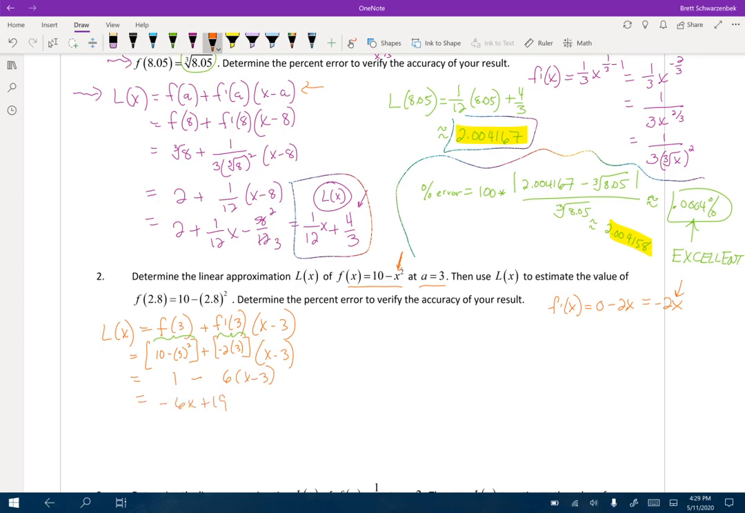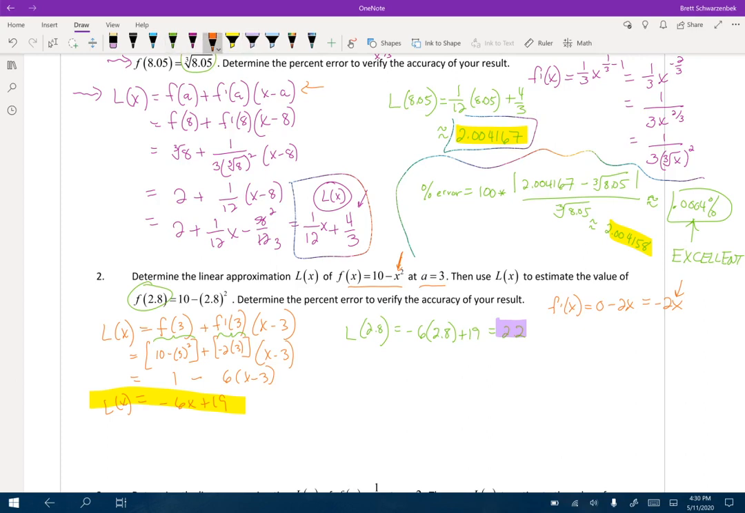So basically, this is our linear approximation that we start with. So this is important, obviously. All right, so where do we go next? Using this linear approximation, we need to estimate f of 2.8, which in our scope would be L of 2.8. So L of 2.8 is going to be negative 6 times 2.8 plus 19. If we do that, we're going to get 2.2 as our linear approximation. So that is our next important value, 2.2.